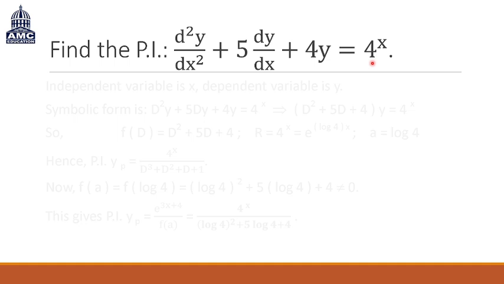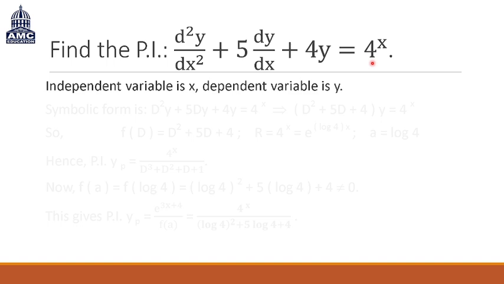Now first of all we need to identify what is the independent variable and the dependent variable. As you can see, in the denominator it's all x, and on the right hand side the function is purely of x. We will write down that the independent variable is x and the dependent variable is y.